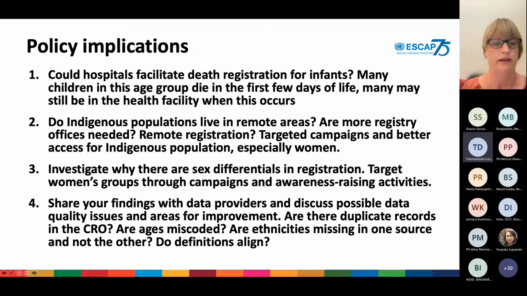Perhaps some awareness raising activities around the importance of registering deaths might help as well. And then finally, it's important that we share our findings with our data providers and go back and discuss some of these data quality issues.